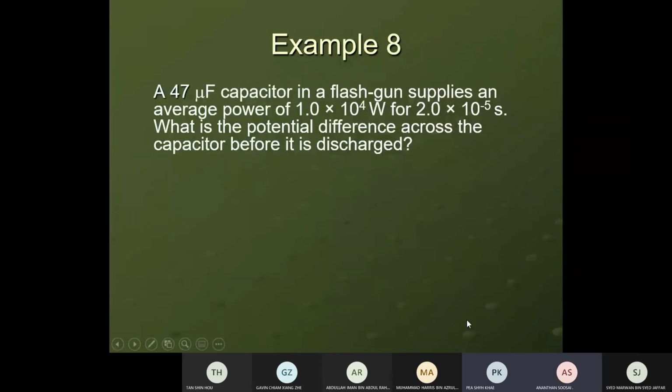Okay, another example, guys. Come on. Read the question. 1 minute for you to calculate.